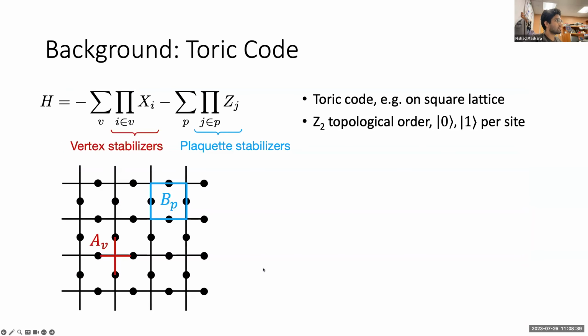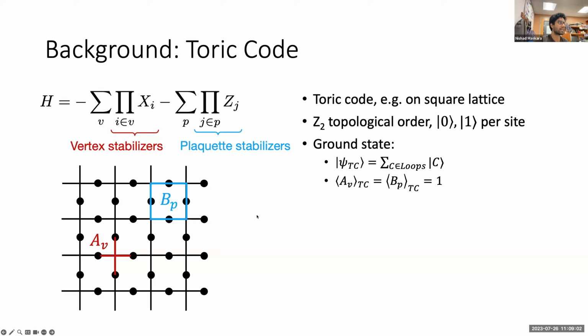Just to give some quick background, a very important toy example, which we're going to study extensively, is the toric code. The toric code Hamiltonian consists of a lattice where qubits live on the links of the square lattice, and it has two different types of terms, one living on the vertex, the other living on the plaquette.